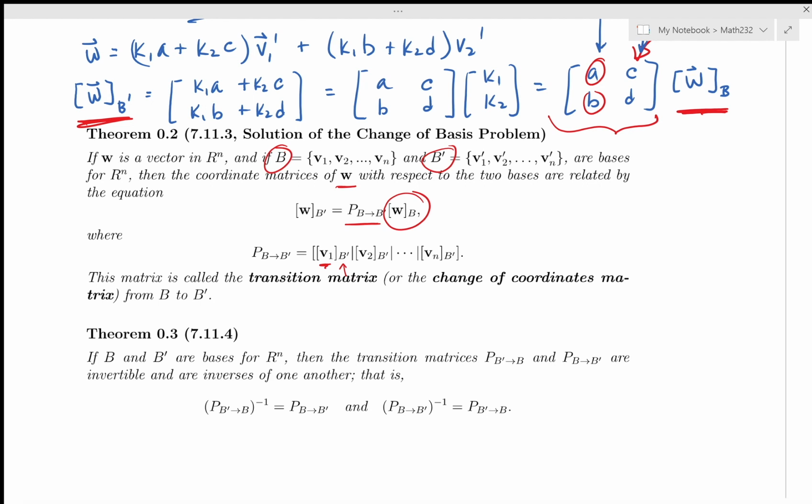It is the case that both of these matrices are invertible, and they are inverses of one another. This should be a little bit unsurprising, because if you change from a basis B to B prime, then you can change back from the basis B prime back to B. So you can go backwards. That's what this is telling us. We can go back.